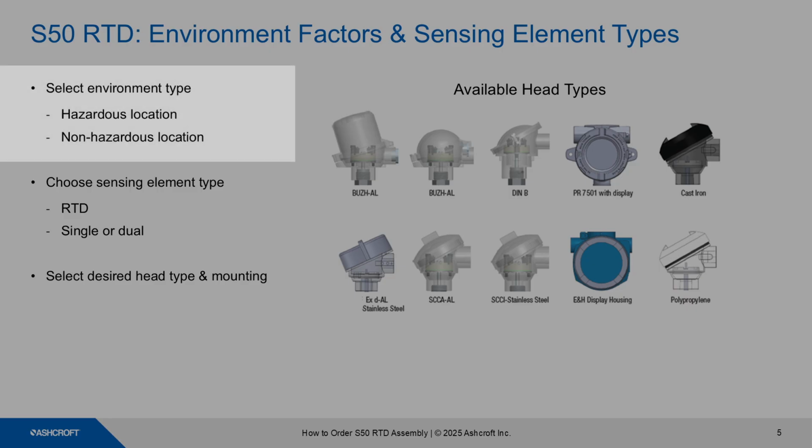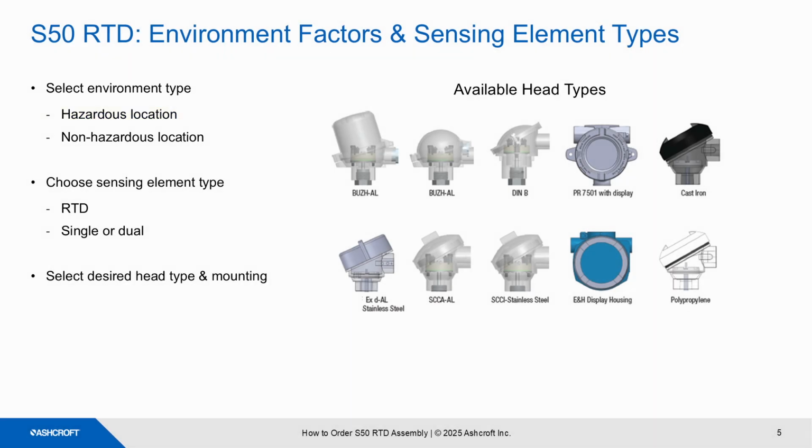Now, can you talk about the environmental factors that can influence your choice of RTD or thermocouple? Sure. The location of your application will typically fall into one of two categories, hazardous or non-hazardous. A hazardous location is an area where there is a threat of a fire or explosion because there are flammable substances present. These locations are commonly found in oil and gas, chemical processing, pharmaceutical, and mining, for example.